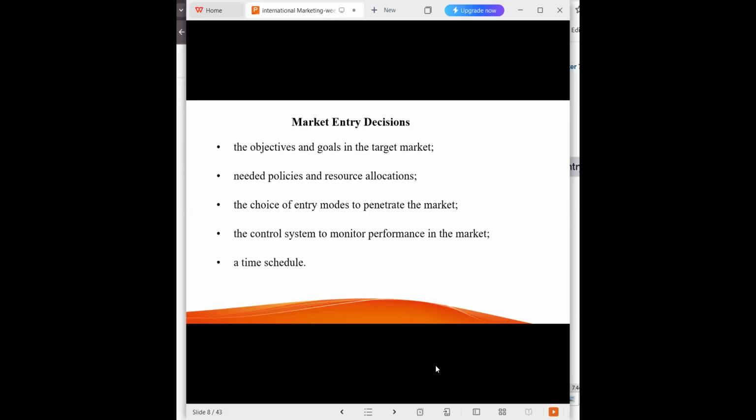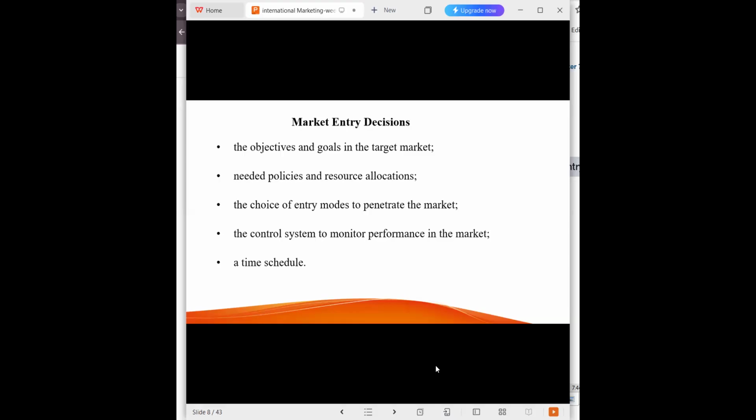So for you to understand your entry decision, you have to have an objective, you have to have a goal. Why am I entering this target market? Why do I want to expand my market? So it's very important to have a clear objective and goal. Then also needed are policies and resource allocation.